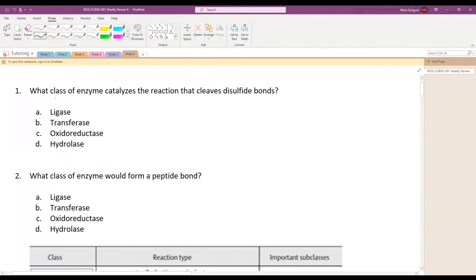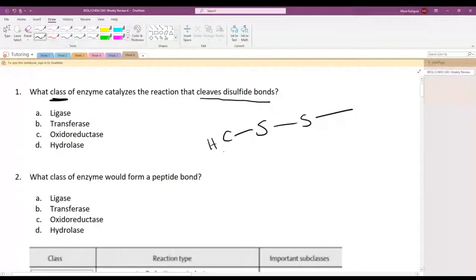And it's about the classes of enzymes. There are 6 classes of enzymes that catalyze reactions. For both sections of biochem, you need to know all 6 of these classes. I've listed 4 here as the multiple choice options, but we'll talk about them in a little bit. The important part is that in this case, they're cleaving disulfide bonds. A disulfide bond is the bond between 2 sulfurs in usually cysteine, and then the rest of the amino acid.